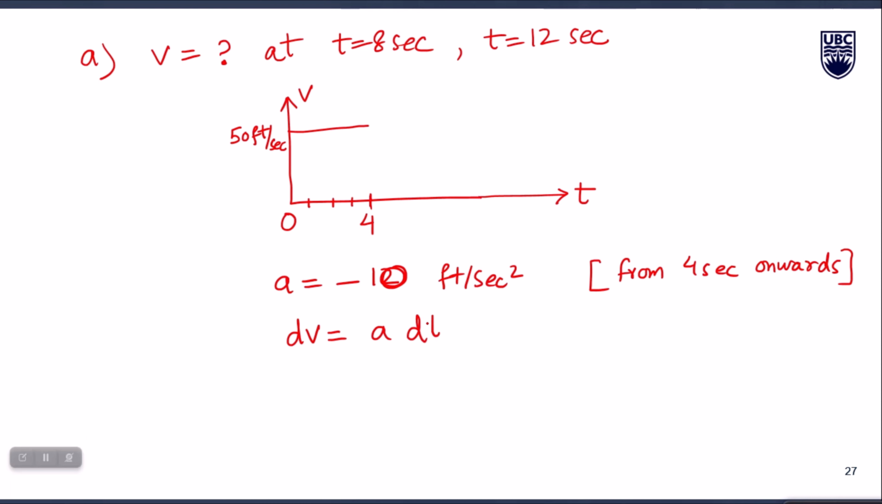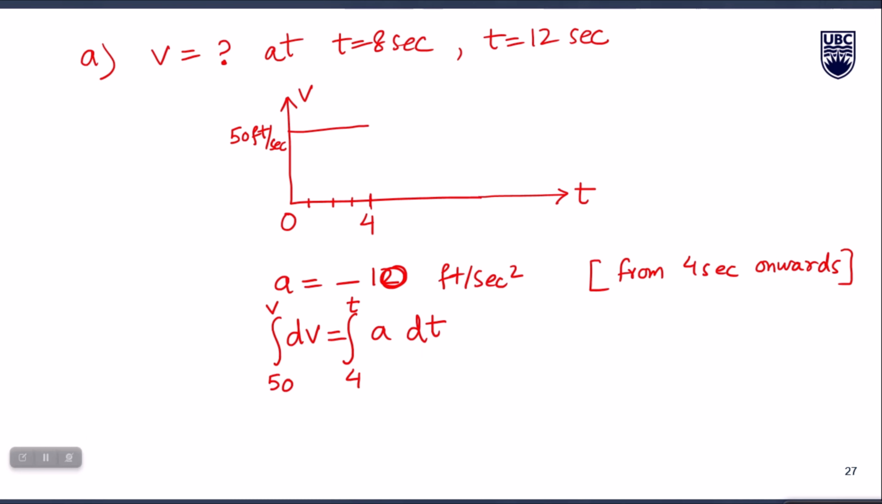A is given as minus 10, and in integration form v will actually be starting from 50, the starting value of v will be 50, and it will go to any value of v after 4 seconds. So let's represent it with symbol v. The limits of time will start from 4 seconds, and any time after 4 seconds, let's represent it with t, right?